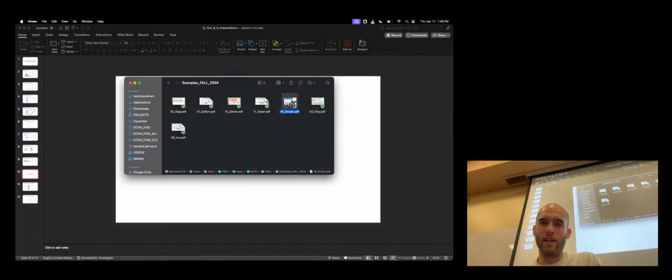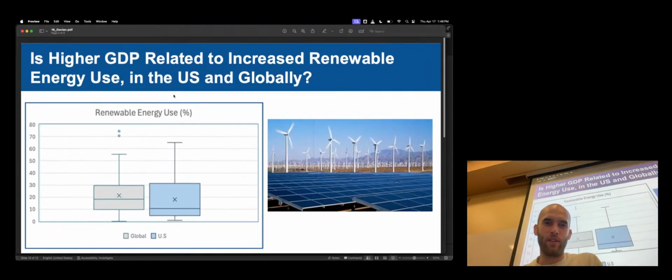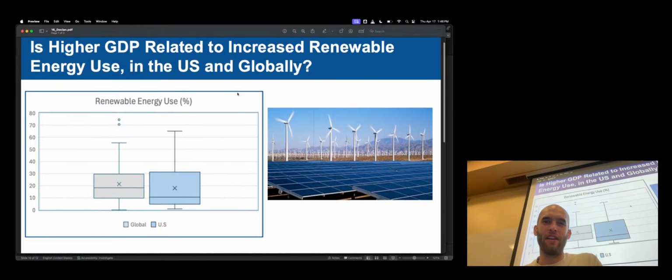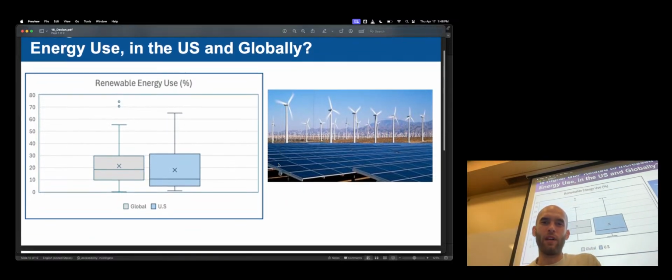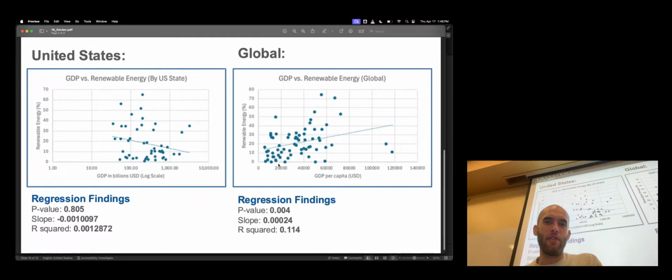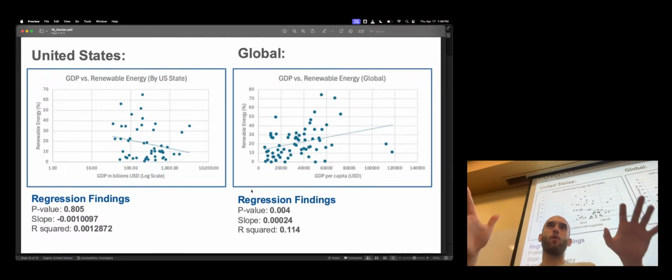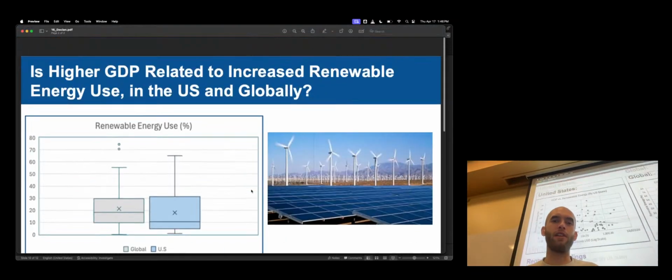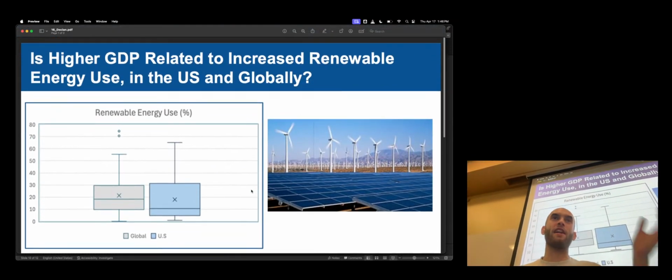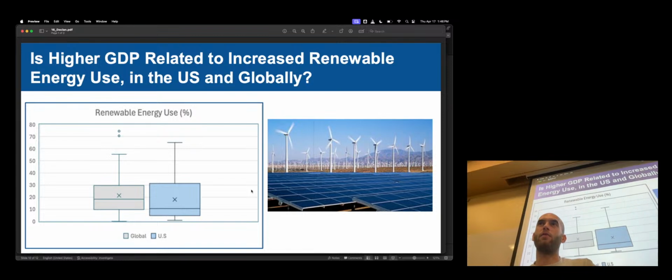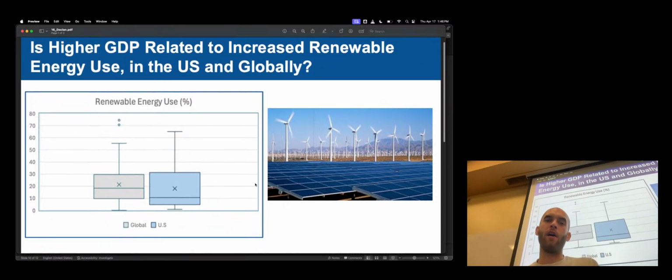It was actually this one. Yeah, higher GDP and renewable energy use. And then this was the second slide. So I think there are a lot of things here we could change. This was another great project. The reason I'm highlighting it is because I thought it was great work from last semester. But I would keep this way simpler.